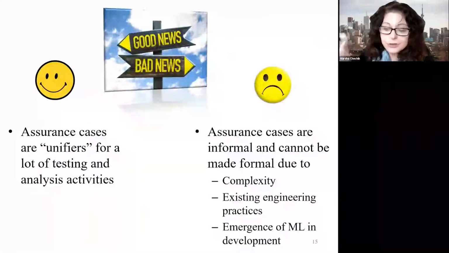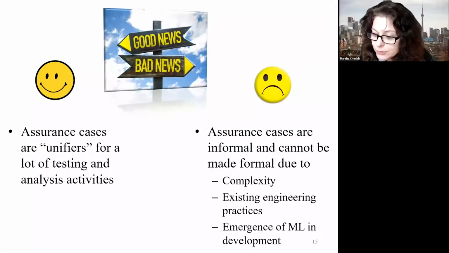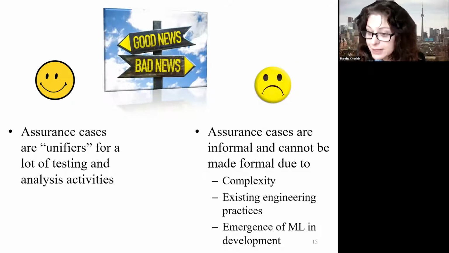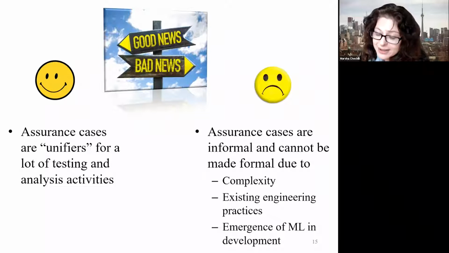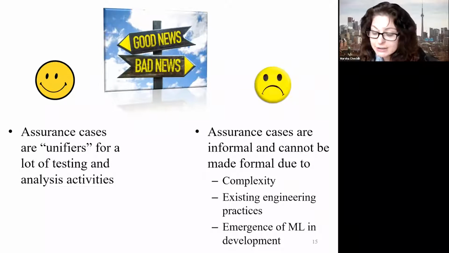So the good news is these assurance cases are very useful to software engineers because they allow us to combine individual analysis pieces into something that actually connects to the real system that runs. On the other hand, these assurance cases are quite informal. So it's not very easy to check that they are complete, that they are consistent, that they make sense. It's hard to maintain these artifacts. It's very hard to look at things incrementally.